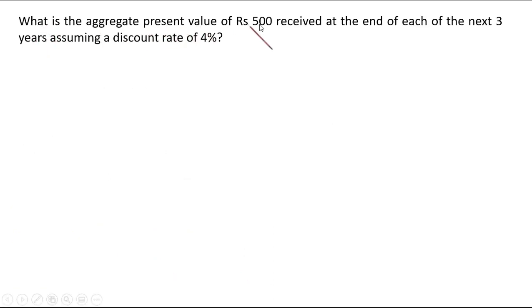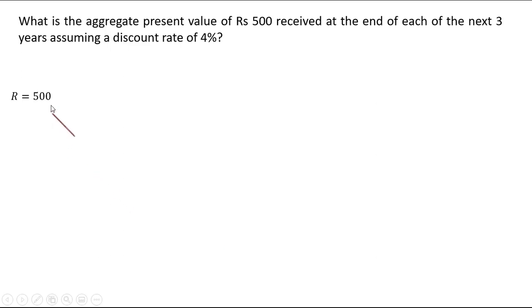What is the aggregate present value of rupees 500 received at the end of each of the next 3 years, assuming a discount rate or an interest rate of 4%? So I'm going to get 500 rupees, but not now, at the end of each of the next 3 years. So it is as if I'm receiving a lump sum amount of how many rupees right now? Or in other words, what is the value of the loan that I should be giving to somebody or I should be receiving if the installments are 500 rupees for 3 years and the discount rate or the interest rate is 4%.